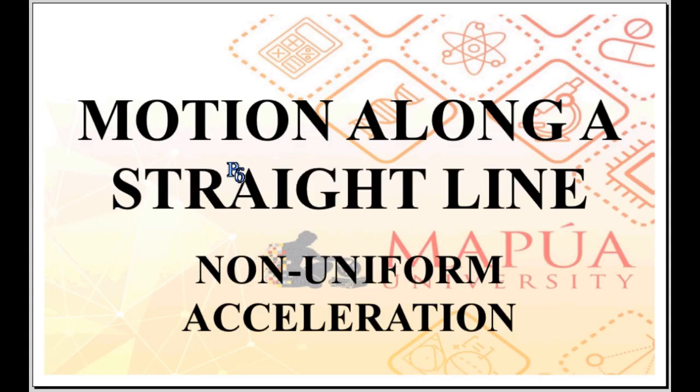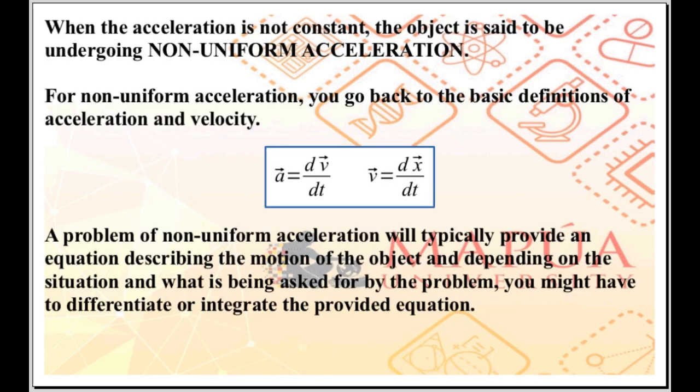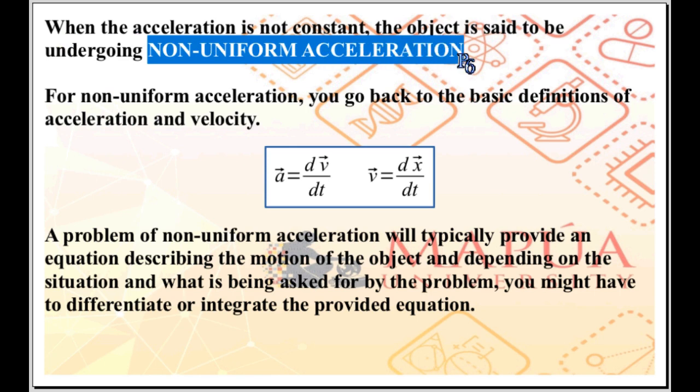In the previous video, we covered constant acceleration, which gave us uniform motion and uniform acceleration. Continuing on with our discussion on motion along a straight line, or kinematics, let's now look at non-uniform acceleration. When the acceleration is not constant, the object is said to be undergoing non-uniform acceleration.